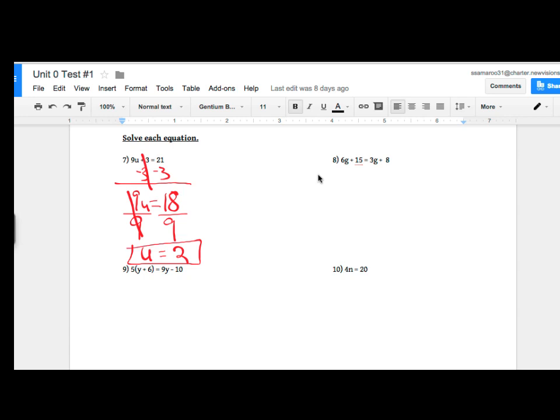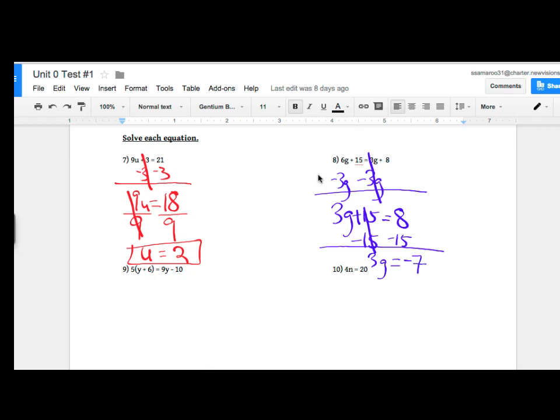Okay, moving right along to number 8. Again, I'm going to start with my variable, so I'm going to subtract 3g from both sides. And again, if you do this a different way, that's fine. This is just how I'm choosing to do mine. 6g minus 3g. 3g plus 15 equals 8. I'm going to subtract my 15 so I can isolate my variable on the left. 15 cancels out. I'm left with 3g equal to negative 7.